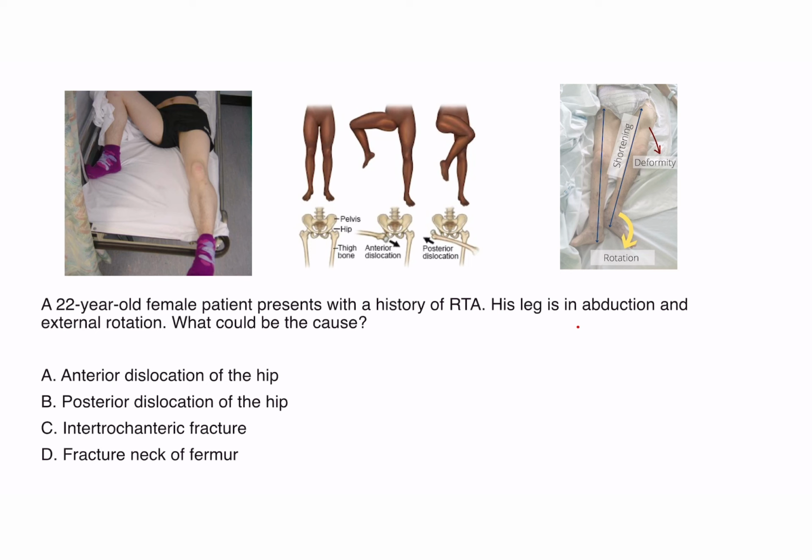A 22-year-old female patient presents with a history of road traffic accident. Her leg is in abduction and external rotation, maybe something like this, right? What could be the cause? See, guys, from this picture, right? None of these pictures were given in the examination. If at all, maybe they could have given this picture. But just for teaching's sake, I added a few more pictures.